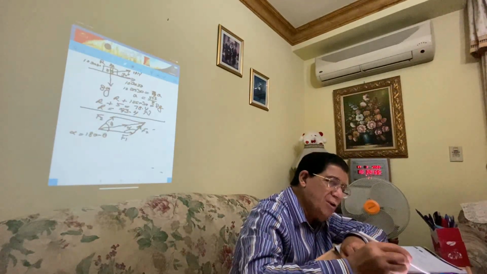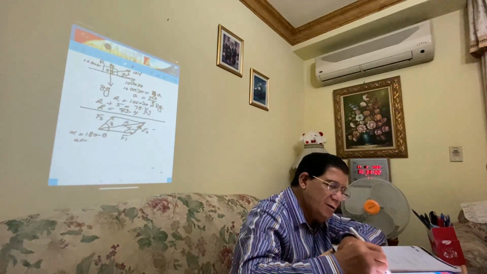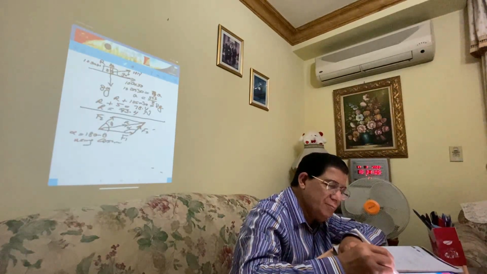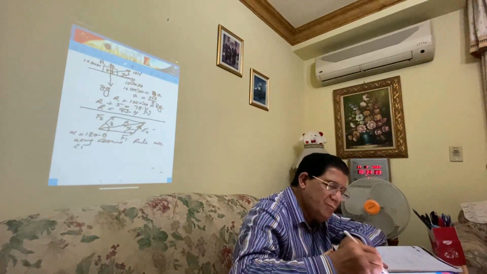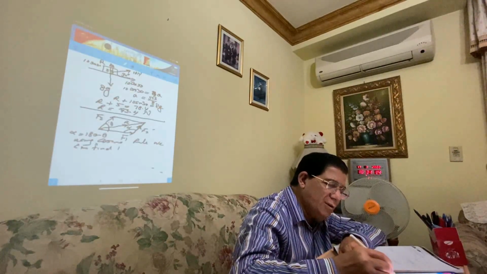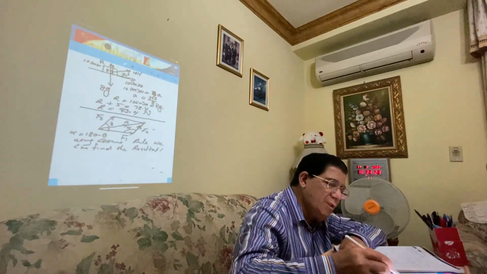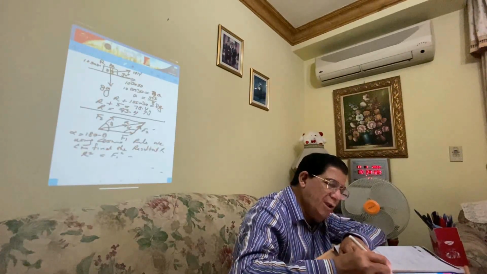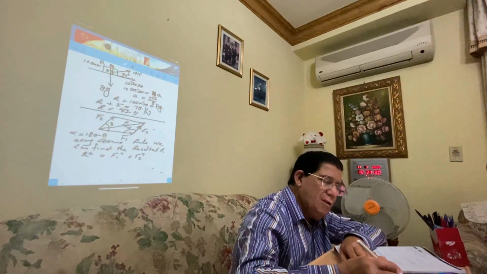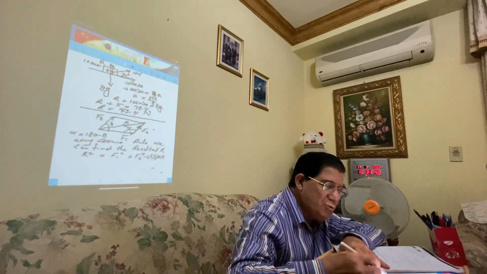Then using the cosine rule, we can find the resultant R. R square will be equal to F1 square plus F2 square minus 2 F1 F2 cosine alpha. From this we can get the value of R.